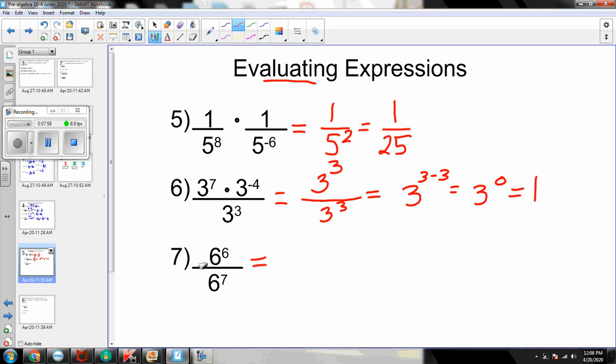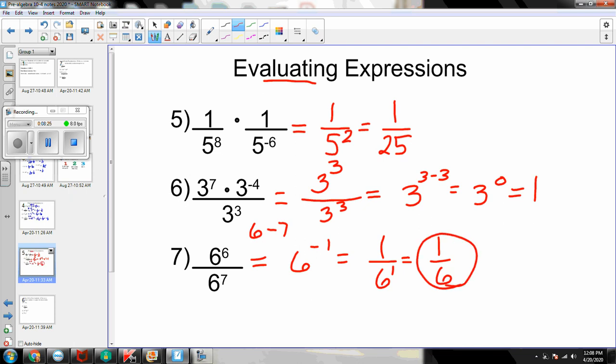On number 7, I have a fraction bar, which means to divide. So when I divide, I subtract my exponents. I've got to start with the 6 first, minus 7. Well, 6 take away 7 is a negative 1. This is the same as 6 to the negative 1. But since my exponent's negative, I'm going to make it a fraction and write 6 to the first. Which really, remember, we don't need to write to the first power. So this would just be 1 over 6.